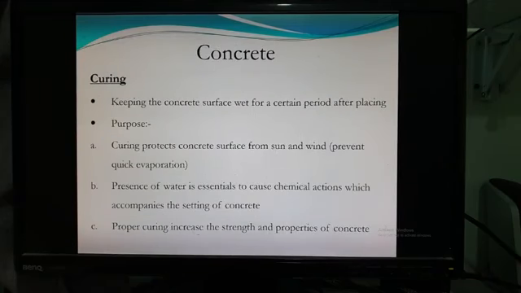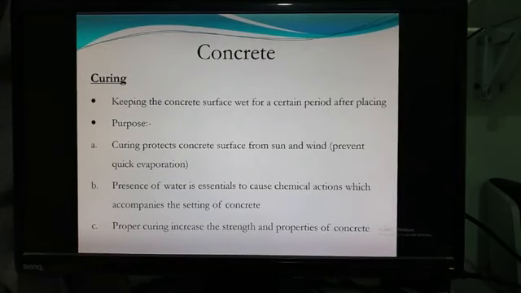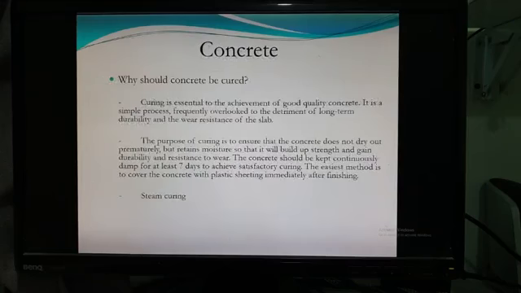Proper curing increases the strength and properties of concrete. If this curing process is done properly, it will definitely provide a lot of advantages, especially in terms of strength to the concrete. So that's why in the factories they don't usually do this normal type of curing. They would also do steam curing, because this steam curing process will further improve the strength of the concrete being produced.